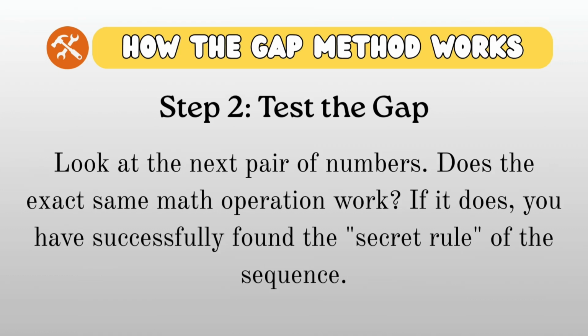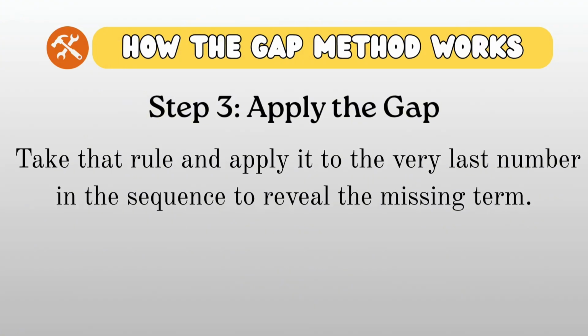Step 2 is to test the gap. Look at the next pair of numbers. Does the exact same math operation work? If it does, you have successfully found the secret rule of the sequence. Step 3. Let's now apply the gap. Take that rule and apply it to the very last number in the sequence to reveal the missing term.